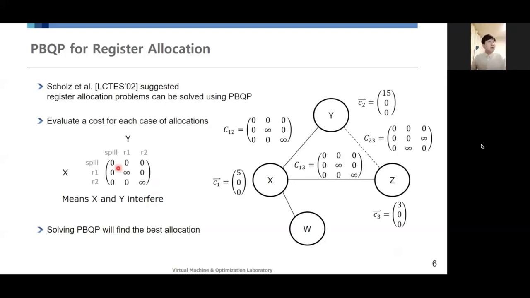But spilling either or both variables would not be hindered, so the first entry of the matrix is zero. Instead, spilling a variable would cost something, so the spilling cost can be assigned to the vector cost. As such, by extending the idea, we can represent the restrictions of ATE as a PBQP graph, and then solving the PBQP problem will find the best allocation naturally. In the next slide, I will explain how we converted the ATE specific restrictions to the PBQP graph.